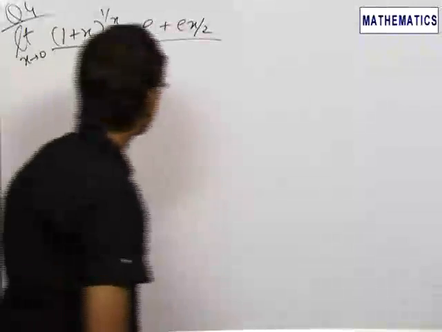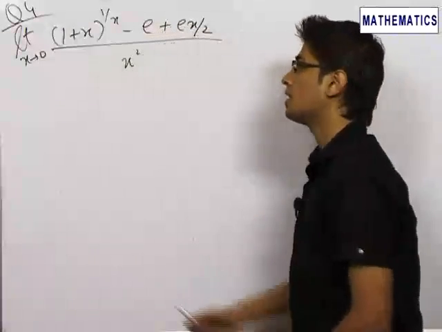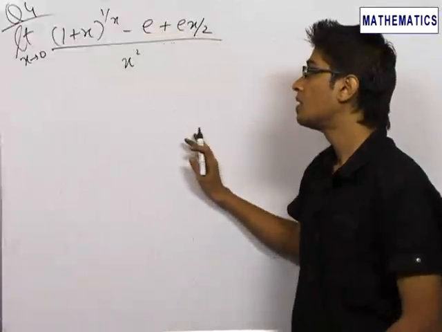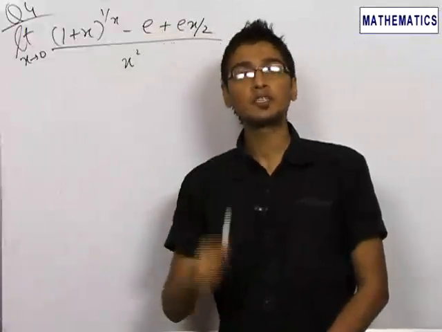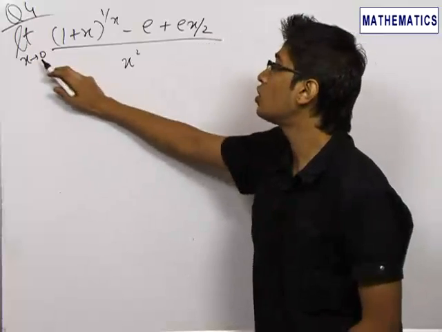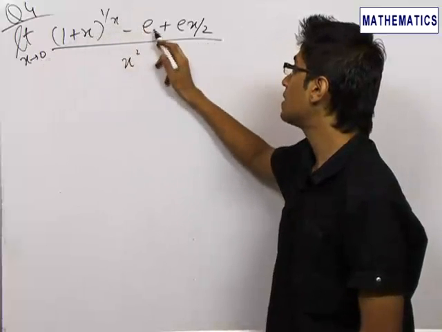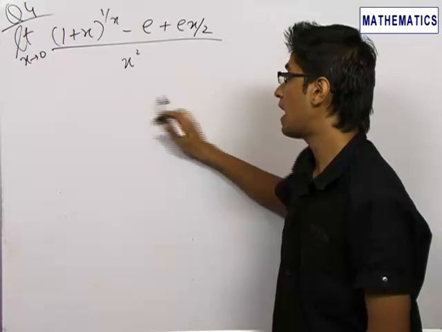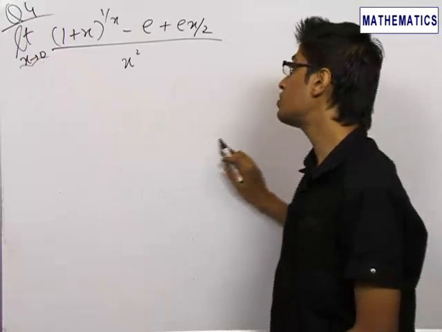Now the next problem which we have is a bit tricky and a very important problem, considering we would learn two different expansions in this single question. We want to find the limit of (1 + x)^(1/x) − e + ex/2, divided by x² as x tends to 0.